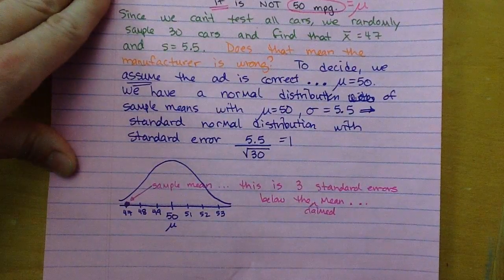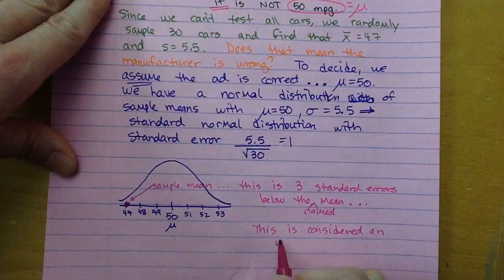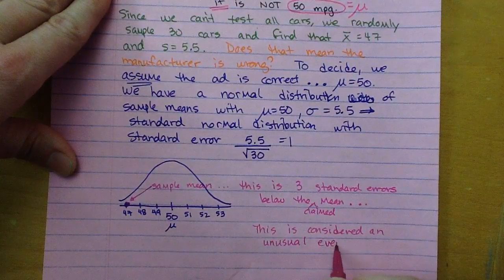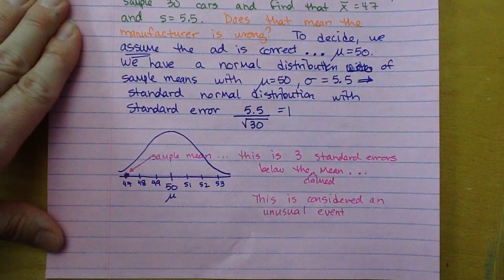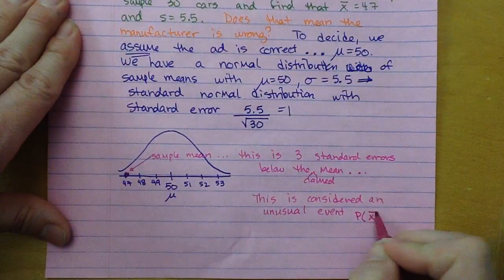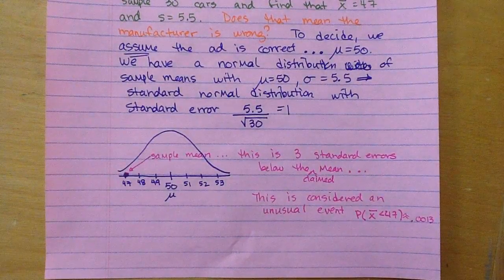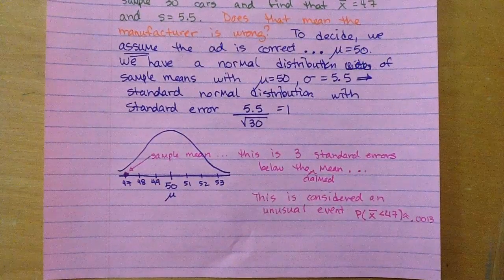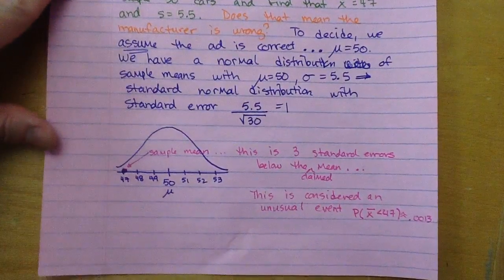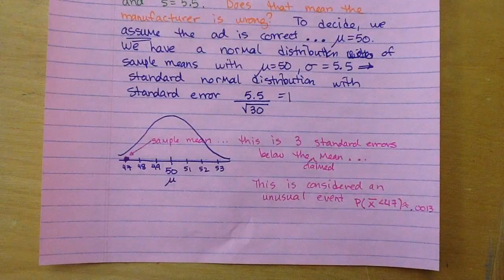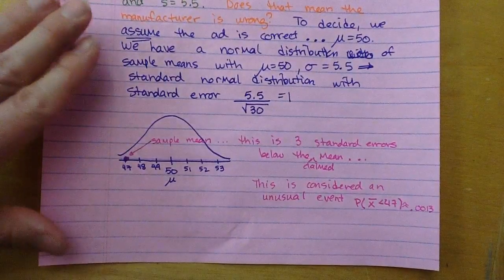Since it's 3 standard errors below the claimed mean, this is an unusual event. It may be considered a very unusual event, but we'll just stick with an unusual event. And actually, if we worked it out using methods from Chapter 6, we would figure out that the probability that x bar is less than 47 is about 0.0013. So there's like a 0.1% chance that a sample would have a mean of 47. Since there's such a low probability of that happening, we either had a very unusual sample or the ad is false.